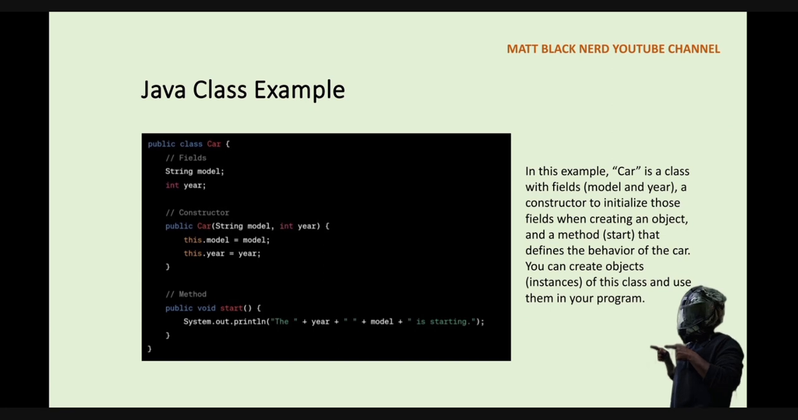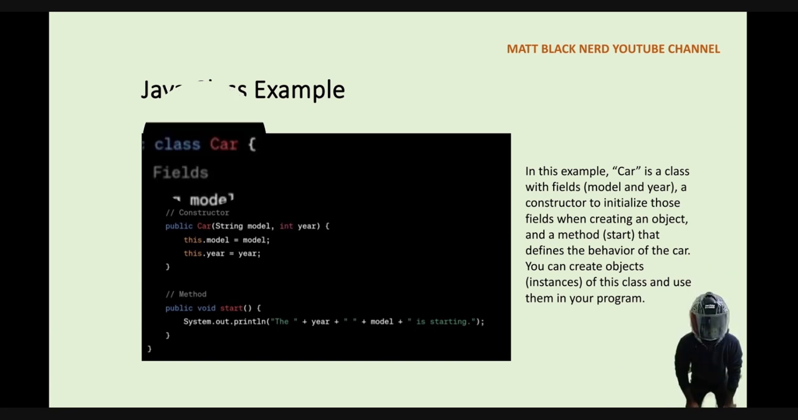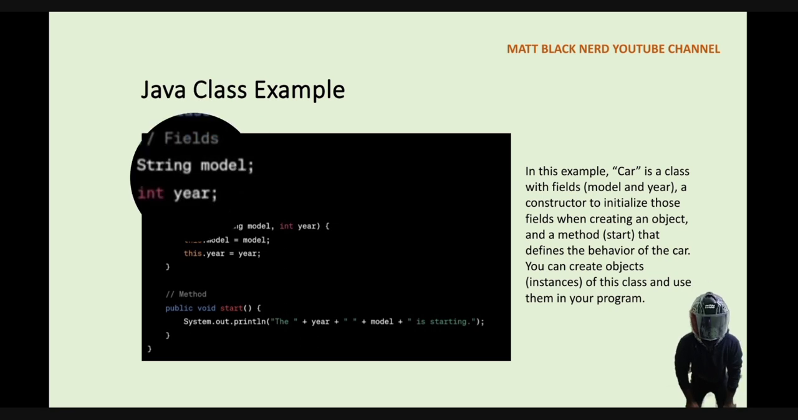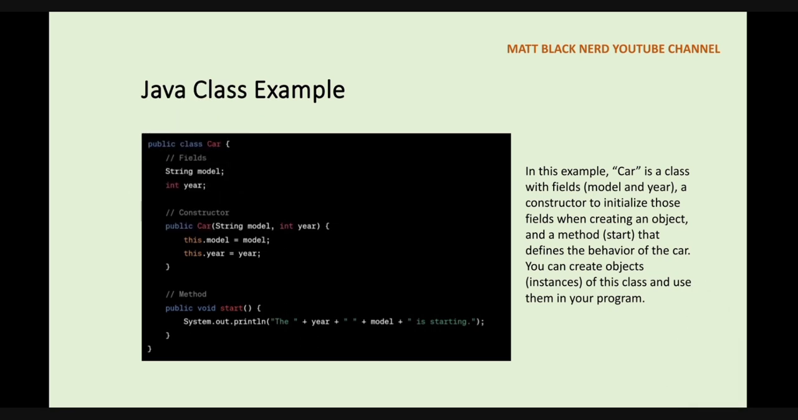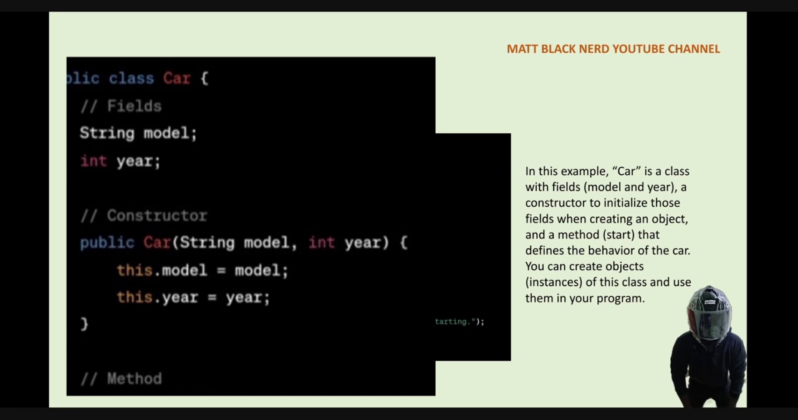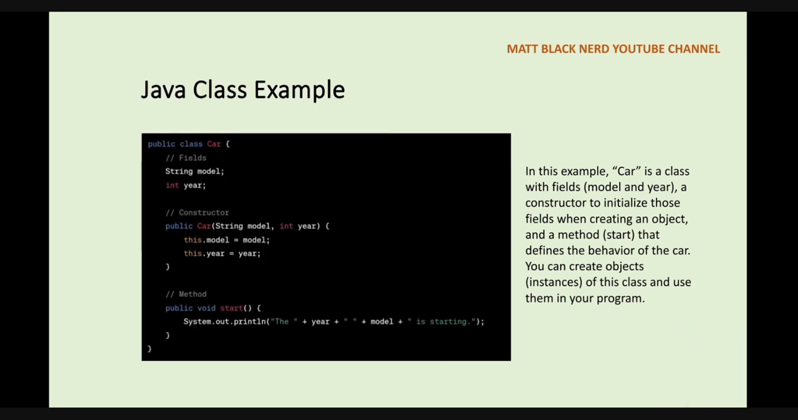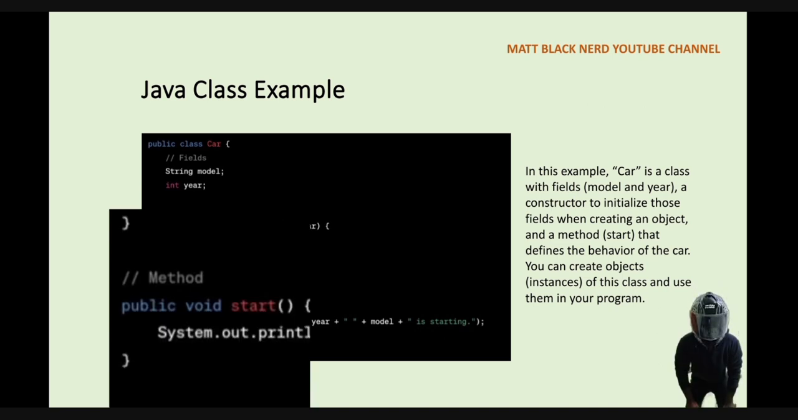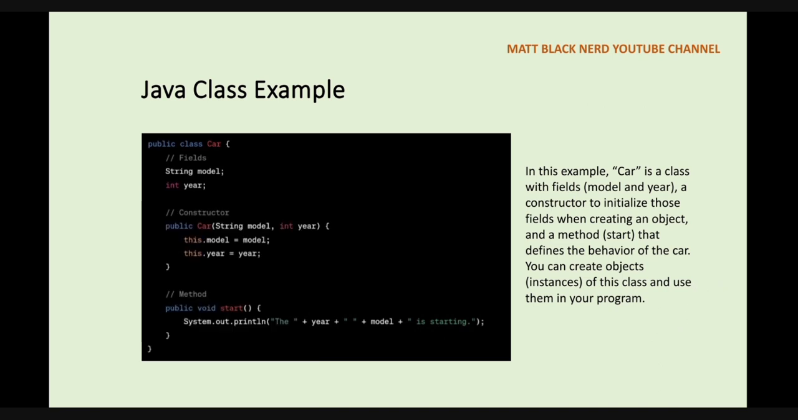Let's see an example of a Java class. Here we have a class named Car which has two fields, String model and int year. We have a constructor to initialize the fields when creating an object. We also have a method called start that defines the behavior of the car. You can create objects of this class and use them in your program.